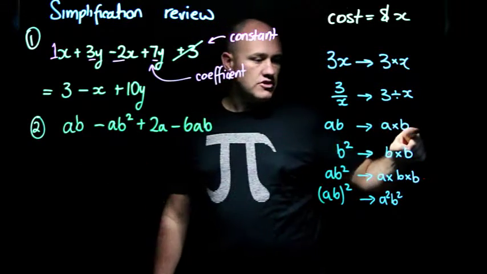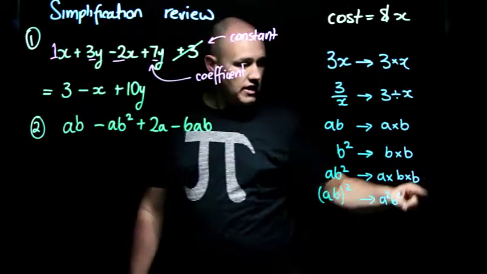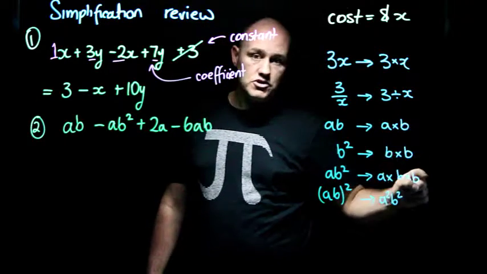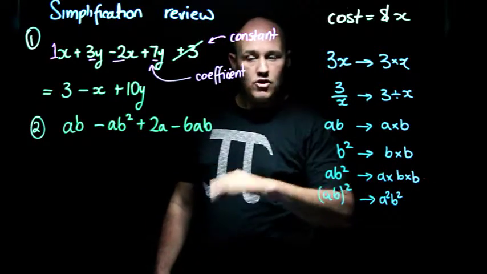AB is just A times B. AB squared is A times B squared. They're different terms, not like terms, so we cannot bring them together.